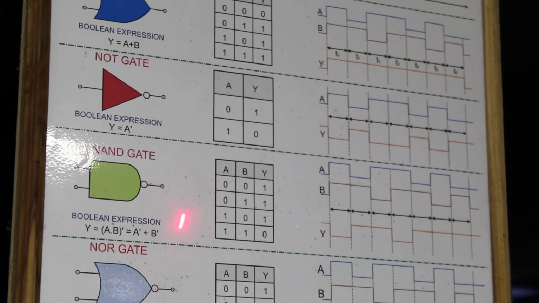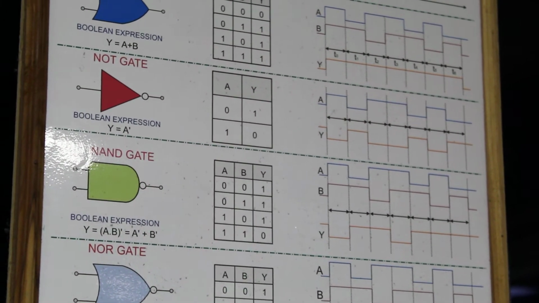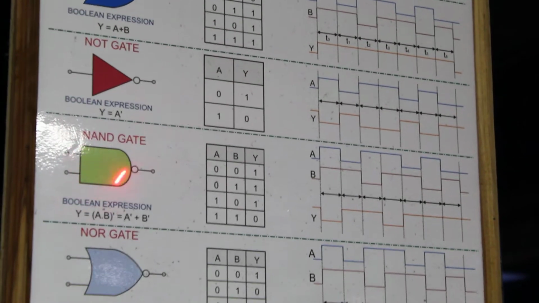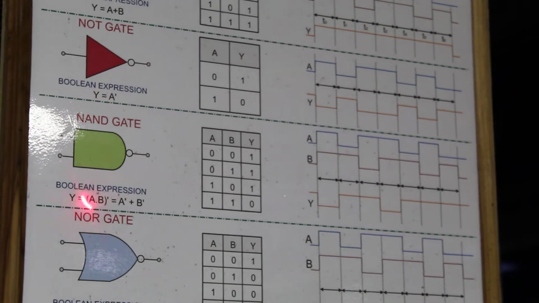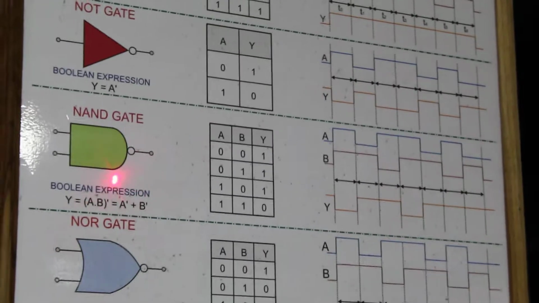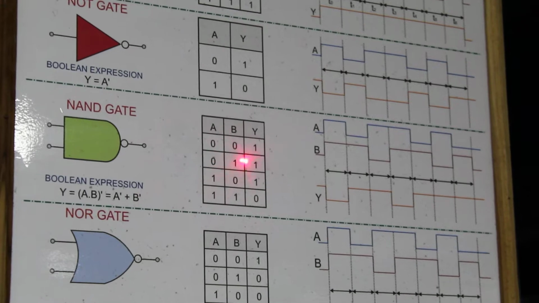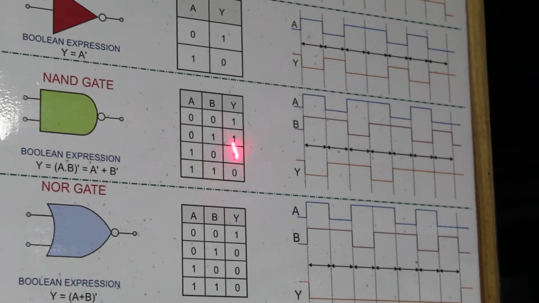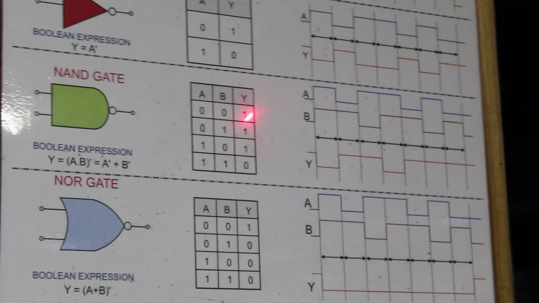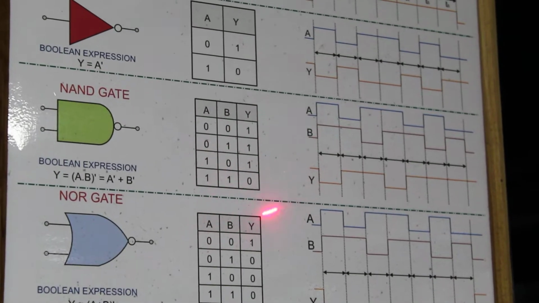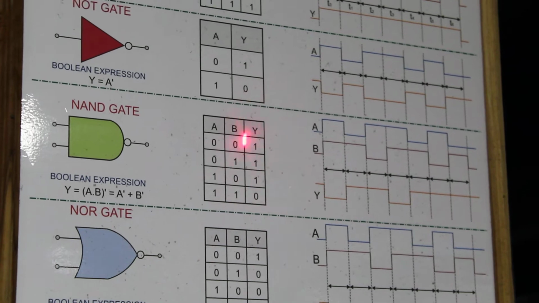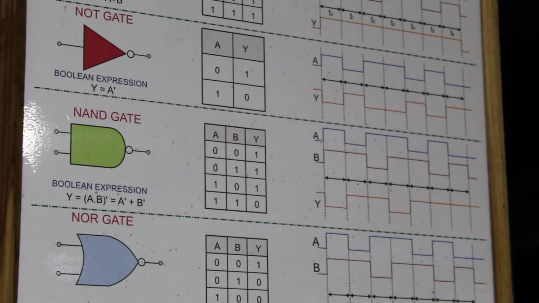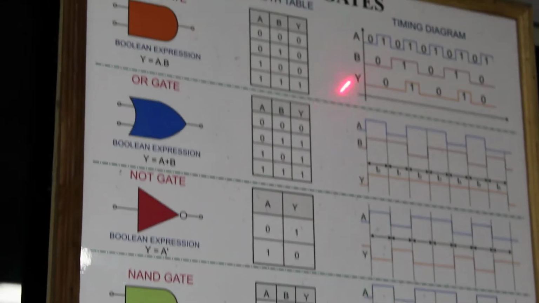Now we'll move on to your NAND gate, which is just the opposite of your AND gate. That is, an AND gate followed by an inverter will give you a NAND gate. So the expression is A dot B, the whole bar. In this NAND gate, you will get the output as 0 when both the inputs are 1. For all other conditions, it will be 1. It is just the inversion of your AND gate.